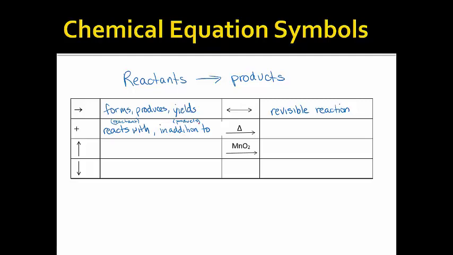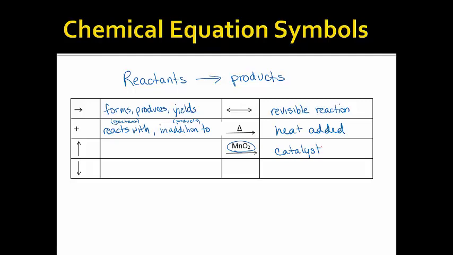Okay, we've got the arrow with the delta over it. So the arrow with the delta over it means that heat is added to this reaction in order to make it go. And similarly, we have the arrow with the compound over it, and that compound would be a catalyst. So that means that a catalyst is required to make the reaction go.